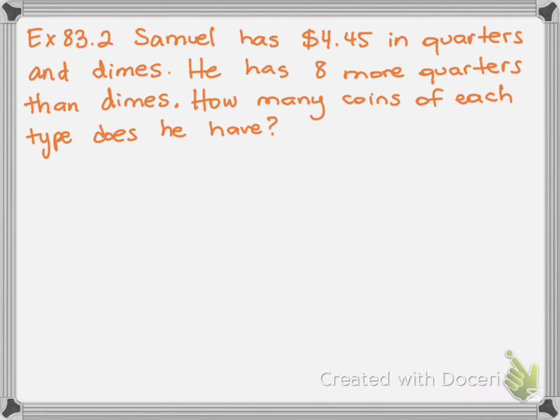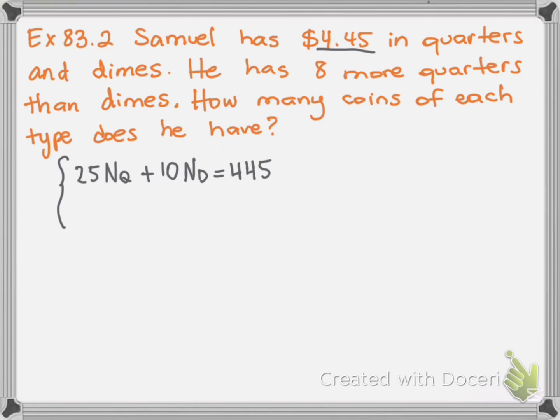In this second example, it says, Samuel has $4.45 in quarters and dimes. He has 8 more quarters than dimes. How many coins of each type does he have? So in this case, again, we have to write our system of equations. And let's start in this case by writing the equation of value. Since quarters are 25 cents, we're going to put 25 NQ plus 10 cents, that is the value of each dime. And again, we multiply the $4.45 times 100, and we have 445 cents.